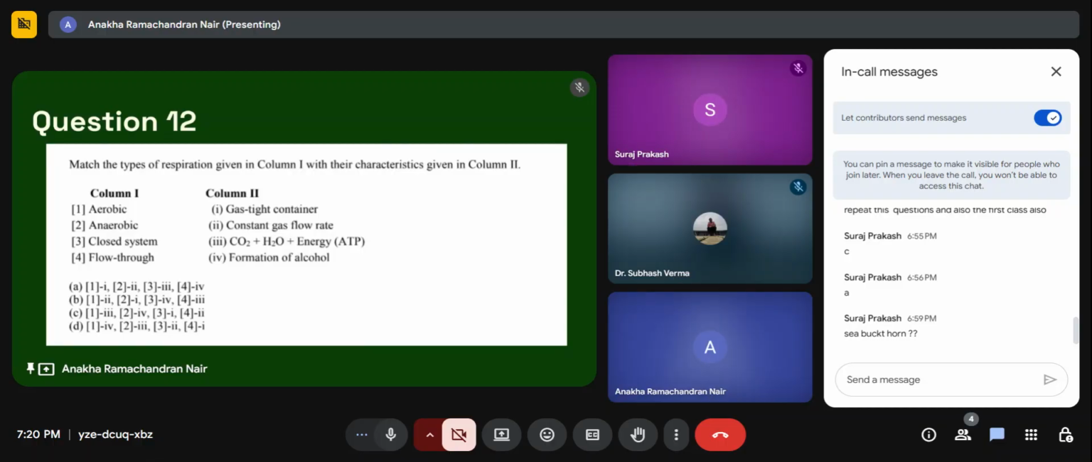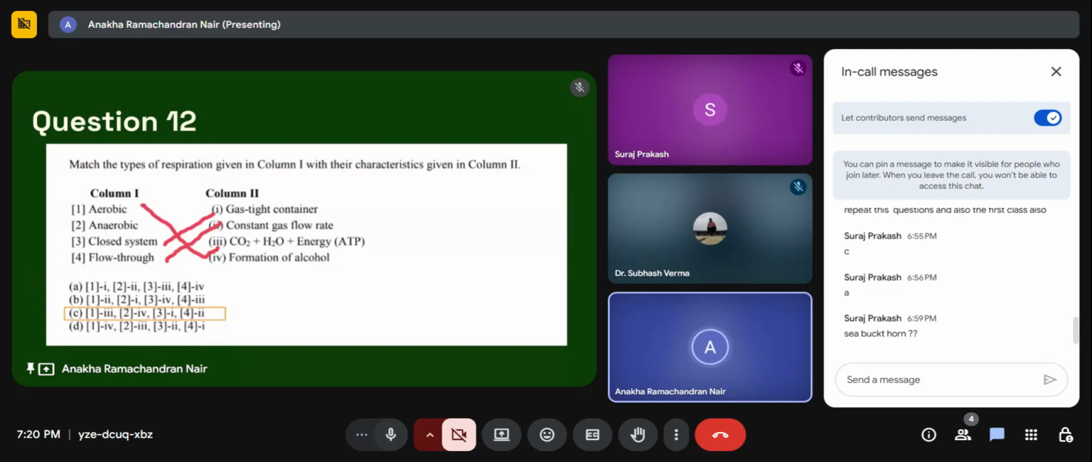Option C. So yes, the correct answer is option C. So closed system is gas tight container. Flow through is constant gas flow rate, like we'd seen in the previous question. Aerobic means that you have used oxygen and carbohydrate to give rise to CO2, H2O, and energy, right?